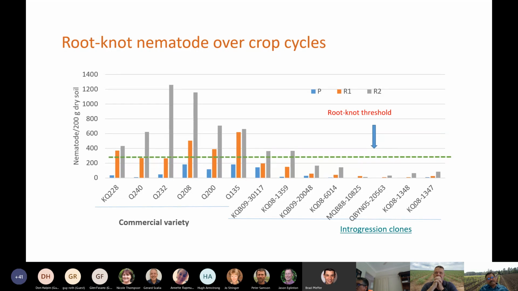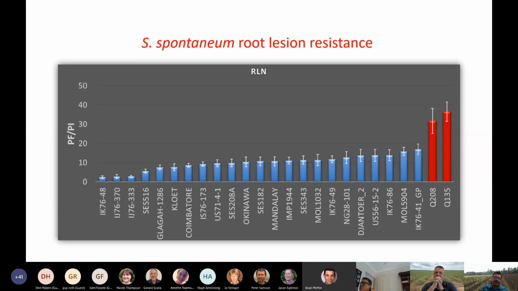But having said that, we don't have much luck with the lesion nematode, because there are some resistant clones, but they are not that consistent in the field. So what we did was go back to the basics, and we screened all our spontaneum population to see how much resistance we have for root lesion nematode. So this is the result we can see.